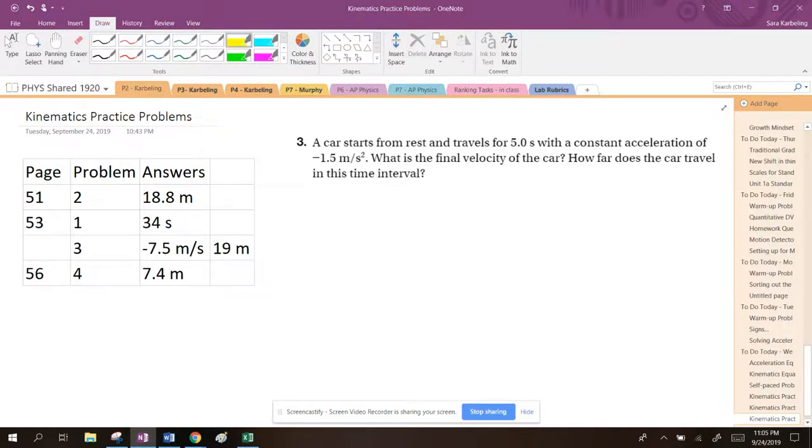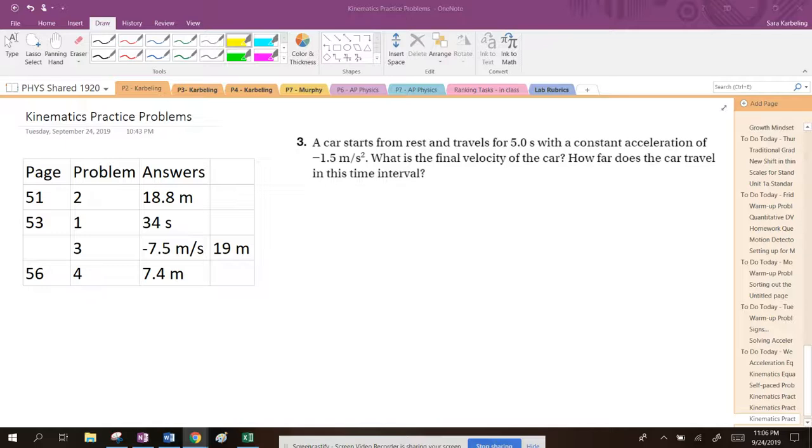All right, more kinematics problems, more fun. Here is question number 3 from page 53. It says a car starts from rest and travels 5 seconds at a constant acceleration of negative 1.5 meters per second squared. What is the final velocity of the car and how far does the car travel in this time interval?